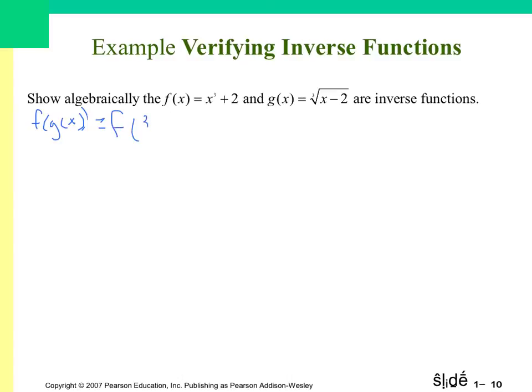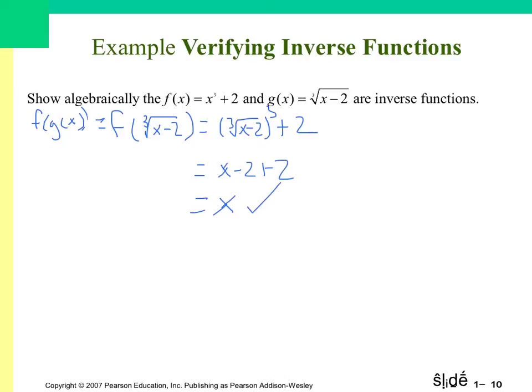F of the cube root of x minus 2 equals, plug that in then. So the cube root of x minus 2, cubed, plus 2. Well, the cube root of x minus 2, cubed, is just x minus 2, plus 2. So that equals x. So we're good there. Are there any domain restrictions on g of x or f of x? No. So we're good.